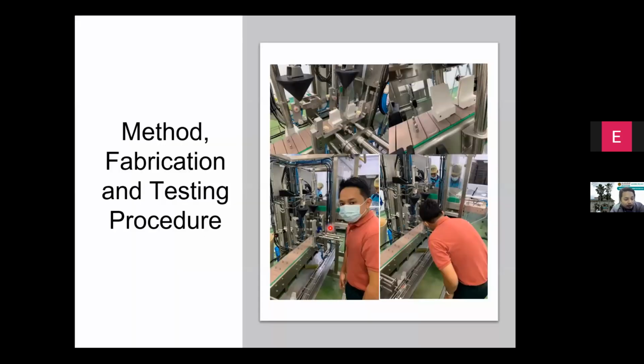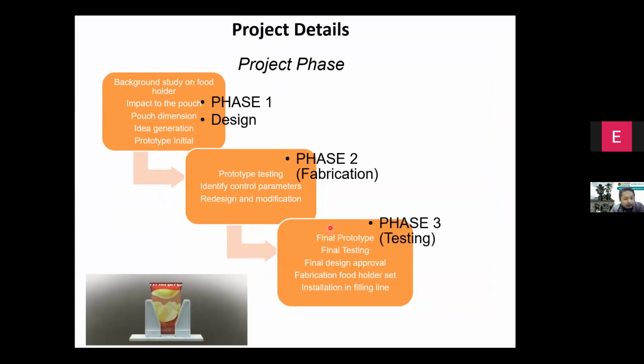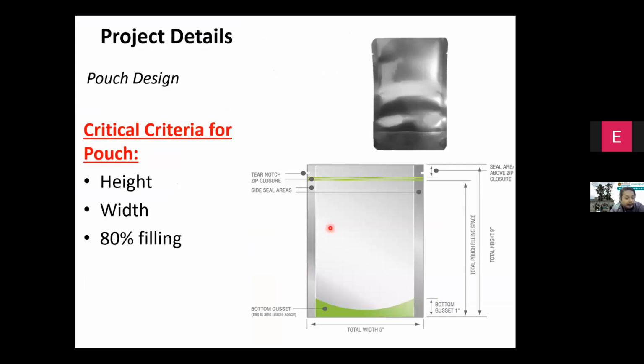Now I just want to share with you some of the testing procedures, methods, and verification during the project. So this project is actually already completed. We have three phases. The first one, of course, we have to design, and then in the second phase, we go for the verification using FDM, and then the last phase, we test. So we did some of the analysis using DOE. We list out the critical criteria, and we did a DOE to see which criteria affect the food holder design the most.